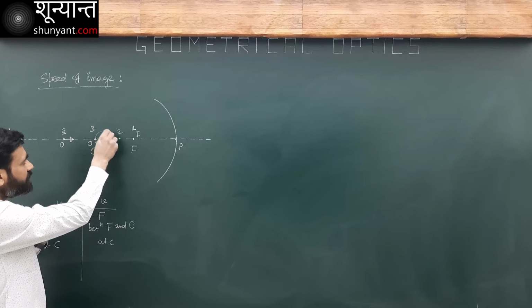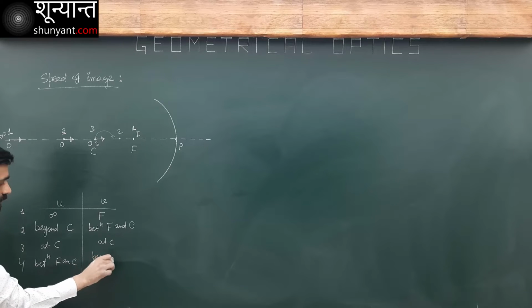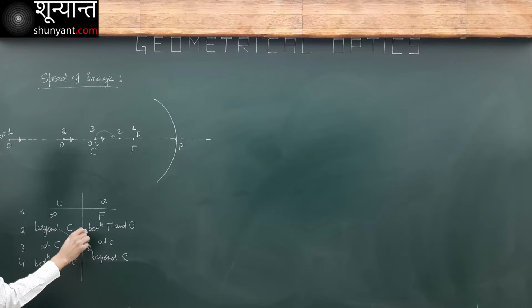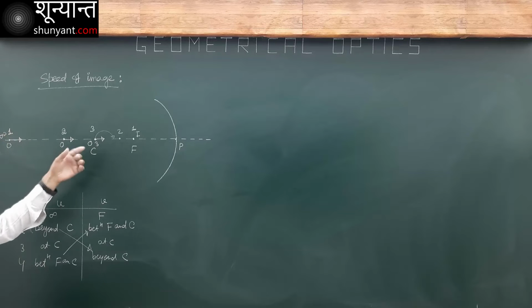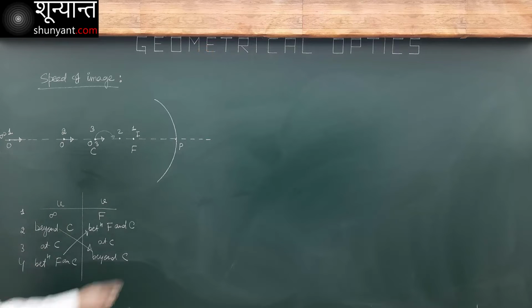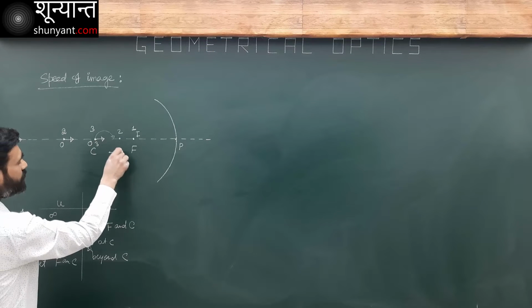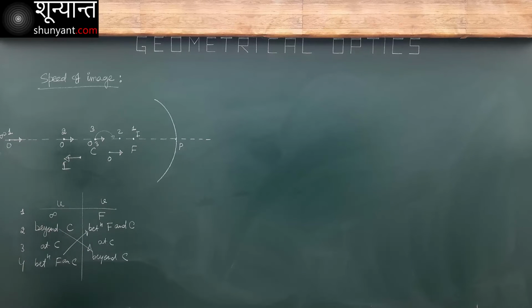Now, when the object is between center and focus, the fourth case, the image will be beyond center. This is reciprocity. Understand this. Object beyond center, image between focus and center. Object between center and focus, image beyond center. Now, my object is moving between center and focus. It is approaching towards focus. The image is going in this direction.